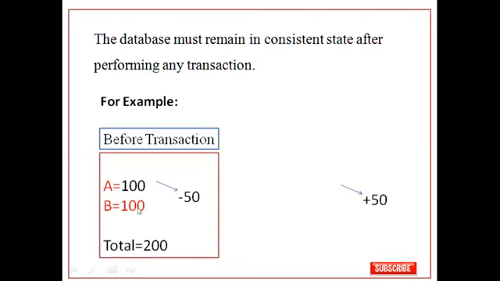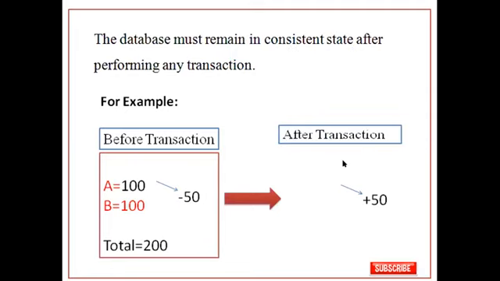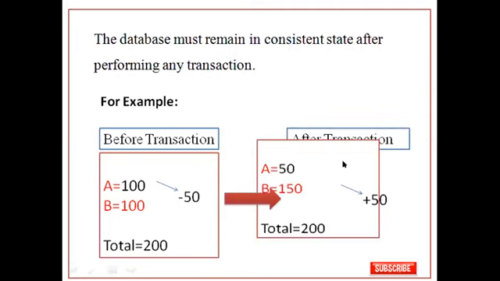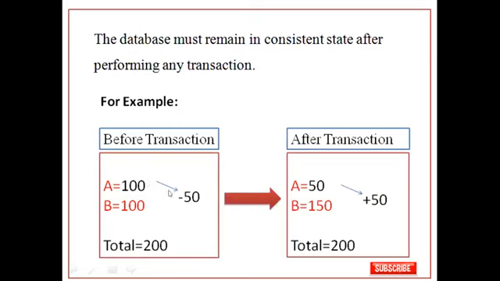Before the transaction, before transferring the $50 from account A to account B, what is the total amount in account A and account B? 200, 100 plus 100. So this is before the transaction. Now I want to transfer the funds from account A to account B. This is about after the transaction. Now I have transferred $50 to account B.